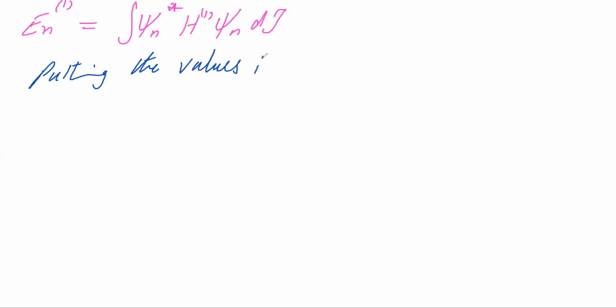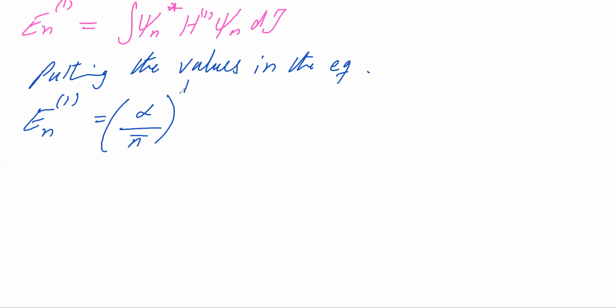So putting the values in equation 1, in this equation we will get En1 is equal to alpha over pi raised to half integral minus infinity to plus infinity ax raised to 4 e raised to minus alpha x squared dx. ओके, ये आपको पता चल गया ना कैसे लिखा है?